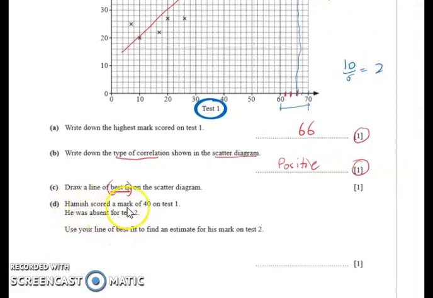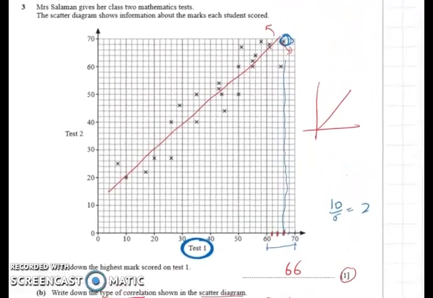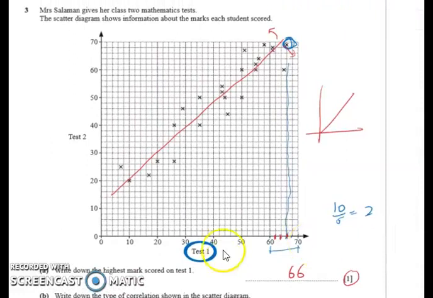Hamish got a mark of 40 on the first test. He was absent for test 2. Okay, 40 on the first test. Let us see. 40 on the first test is over here, and there is a point here. It's connected.